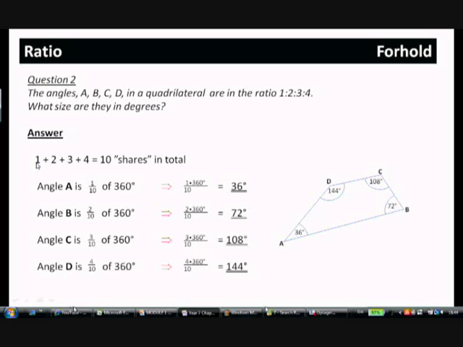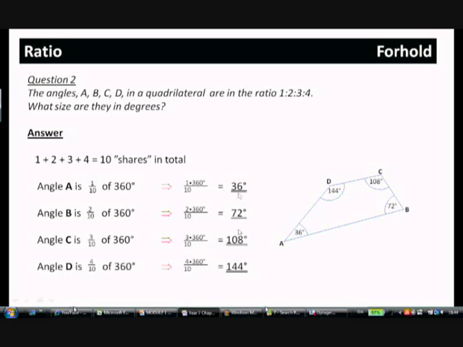So the first angle, it's one share of the 10, so it's 1/10 of 360 degrees, and that comes to 36 degrees. The second angle is going to be two shares out of the 10, so it's going to be 2/10 of 360 degrees, so that's 72 degrees. The third angle is three shares out of the 10, so it's going to be 3/10 of 360 degrees, and that makes 108 degrees. And then the last one, 4/10 of 360 degrees, makes 144.